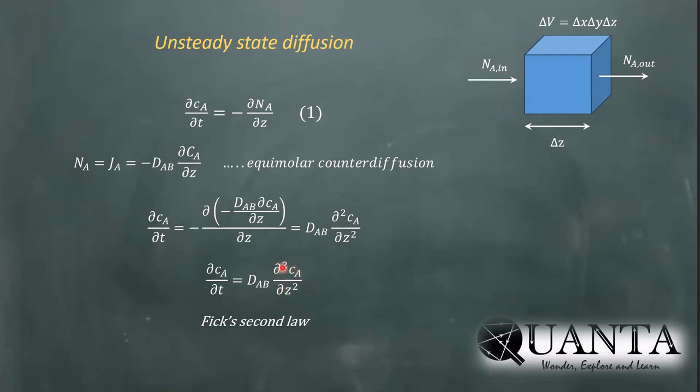Similarly, we can add similar terms for the x direction as well as the y direction. So effectively, with Fick's second law, we have the concentration dependent upon four variables: t, the temporal variable; and x, y, z, the three spatial directions. So in turn, Fick's second law covers the unsteady state diffusion.